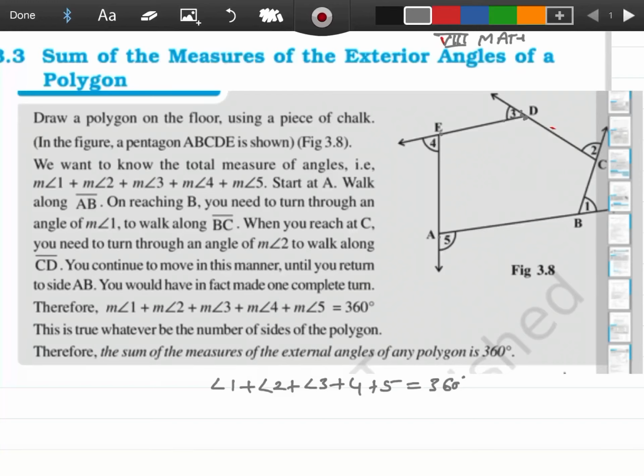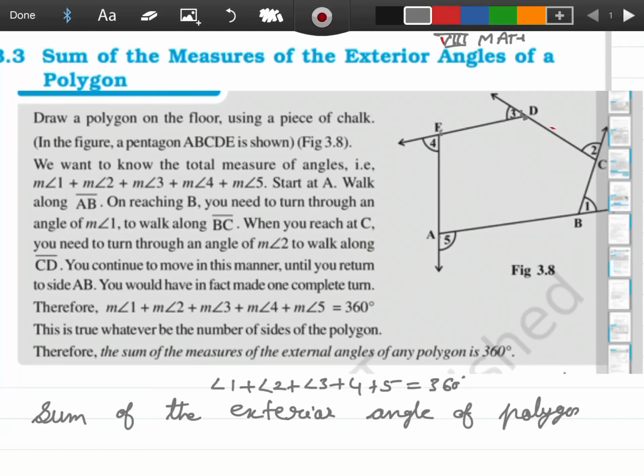So in this way we can say the sum of the exterior angles of a polygon is 360 degrees. Yes children, you can do this activity at your home.